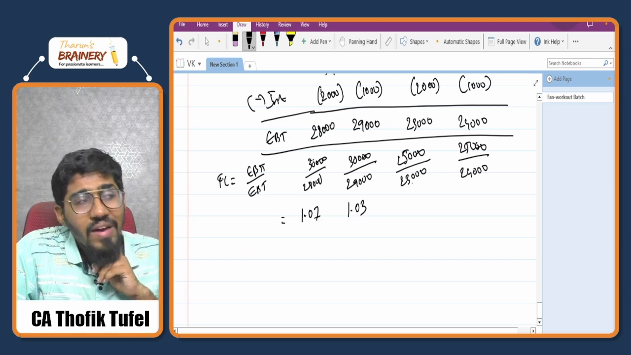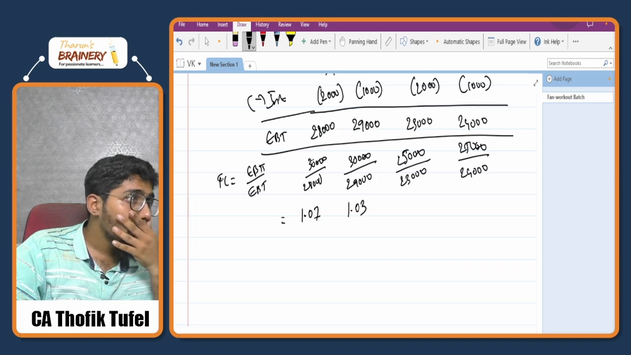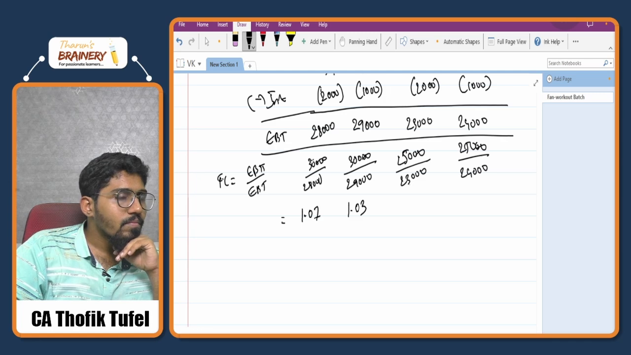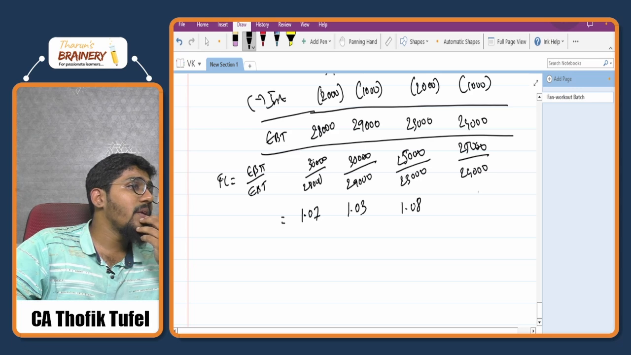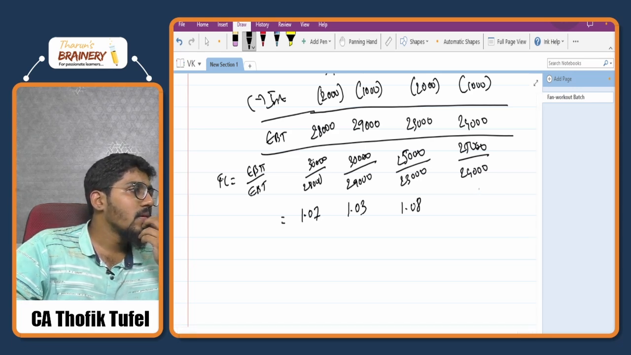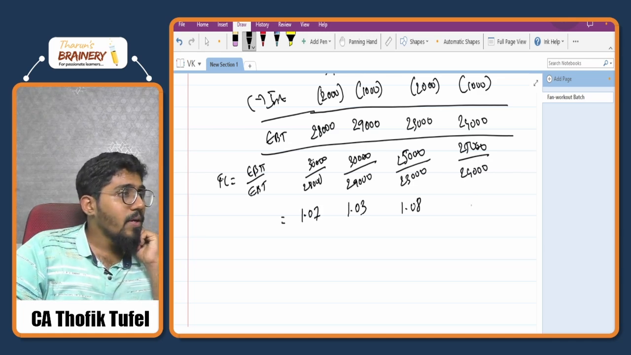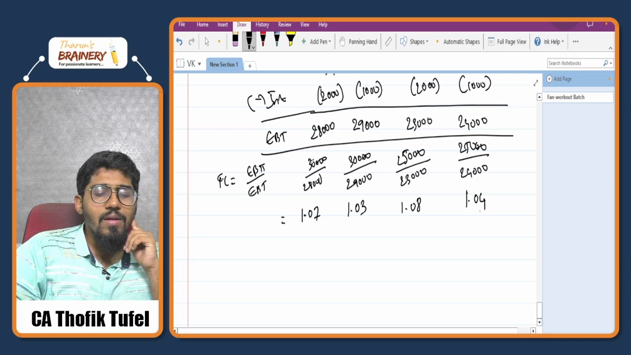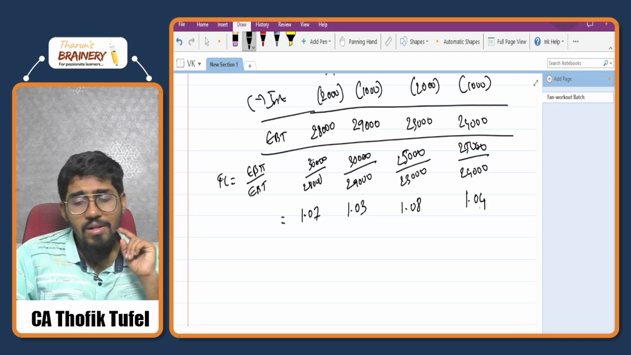1.03. What is 25,000 divided by 23,000? One point zero eight. What is 25,000 divided by 24,000? Quick. 1.04. So these are all the financial leverages.